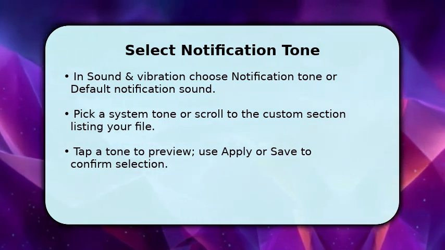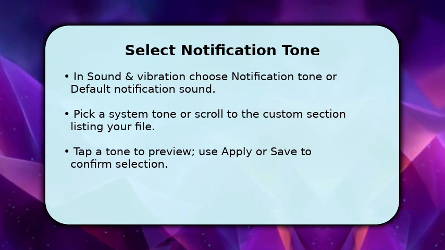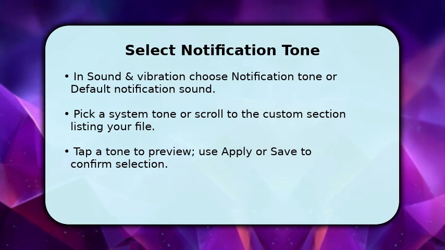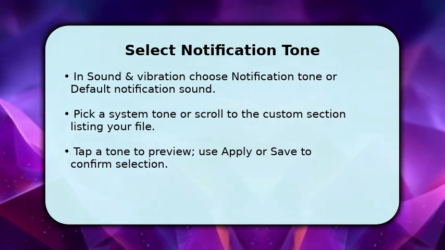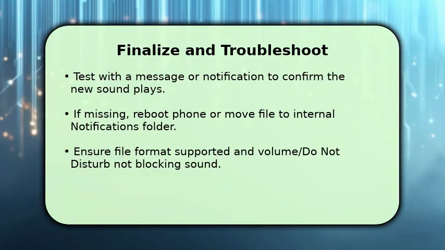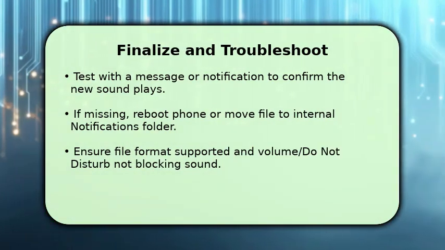When it sounds right, press apply or save so the change takes effect across apps that use the default notification sound. If you don't see your file, go back and confirm it's in notifications. Finish by testing the new tone. Send yourself a message or trigger a notification to make sure it plays.